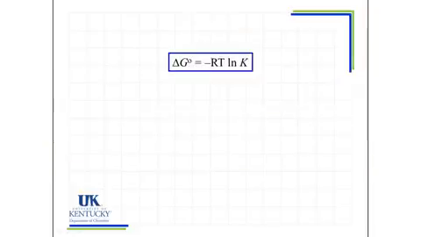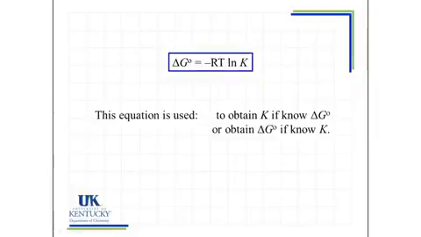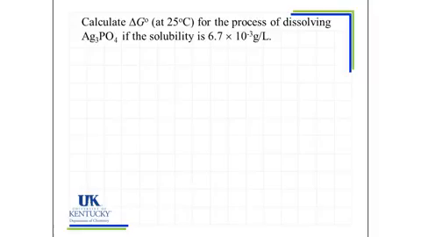Okay, so here we have this equation once again, and really this equation has one big job. If you know delta G, you can obtain K. If you know K, you can obtain standard delta G. That's its job. You have to have this in standard state conditions to go between the delta G and the K. So we're going to practice this a couple times.